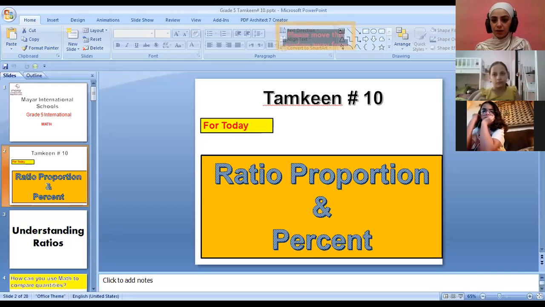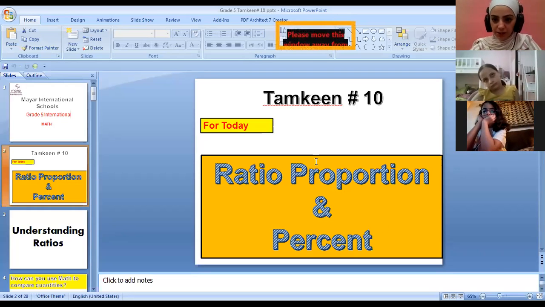So you add the elapsed time plus the starting time, sorry, the ending time.